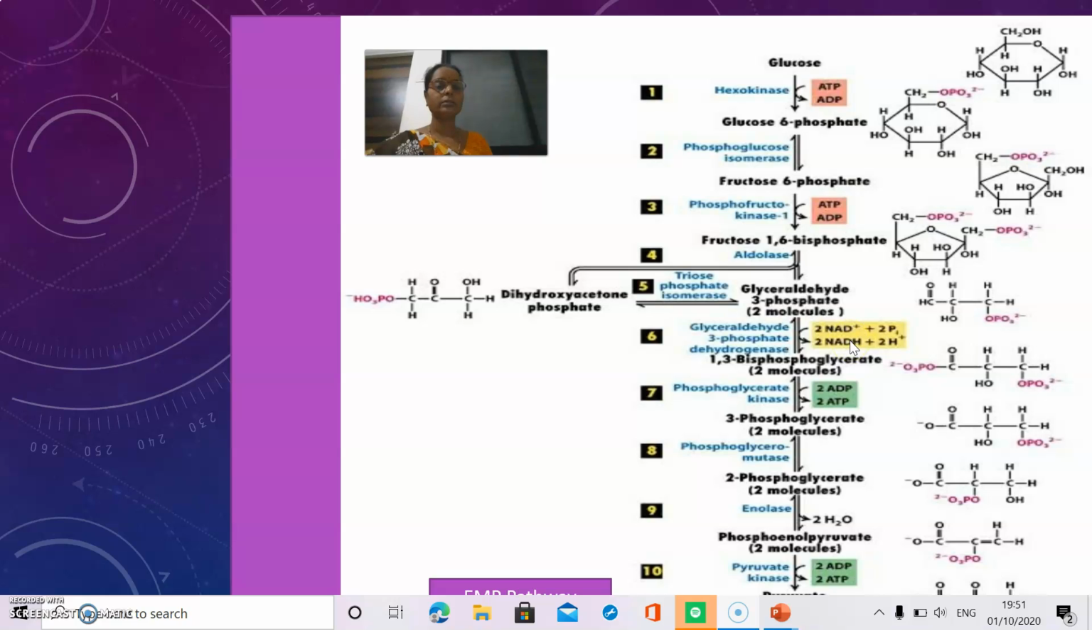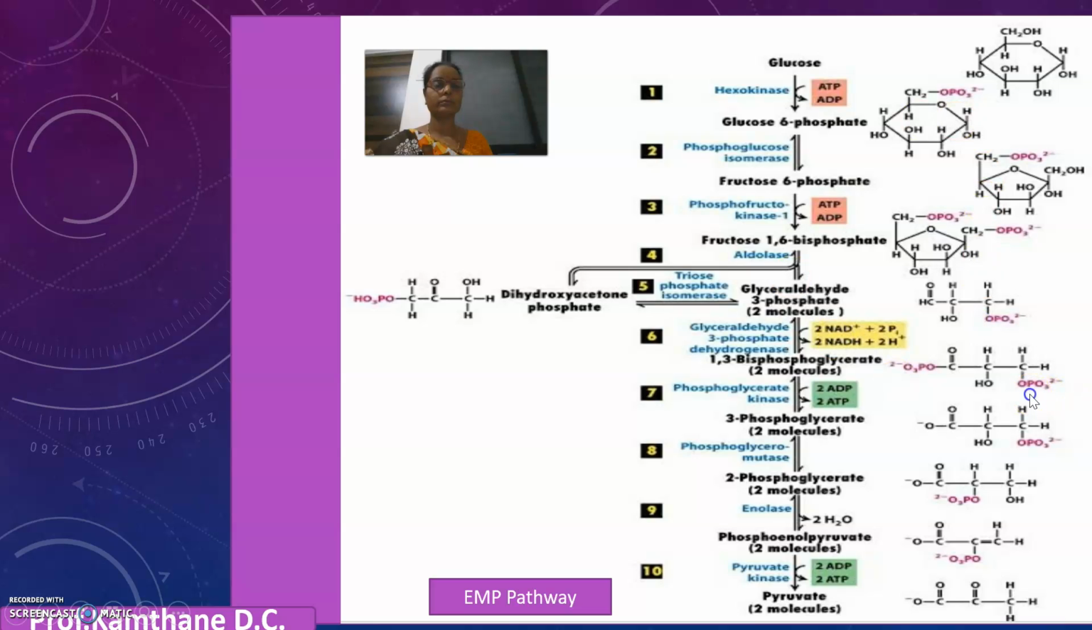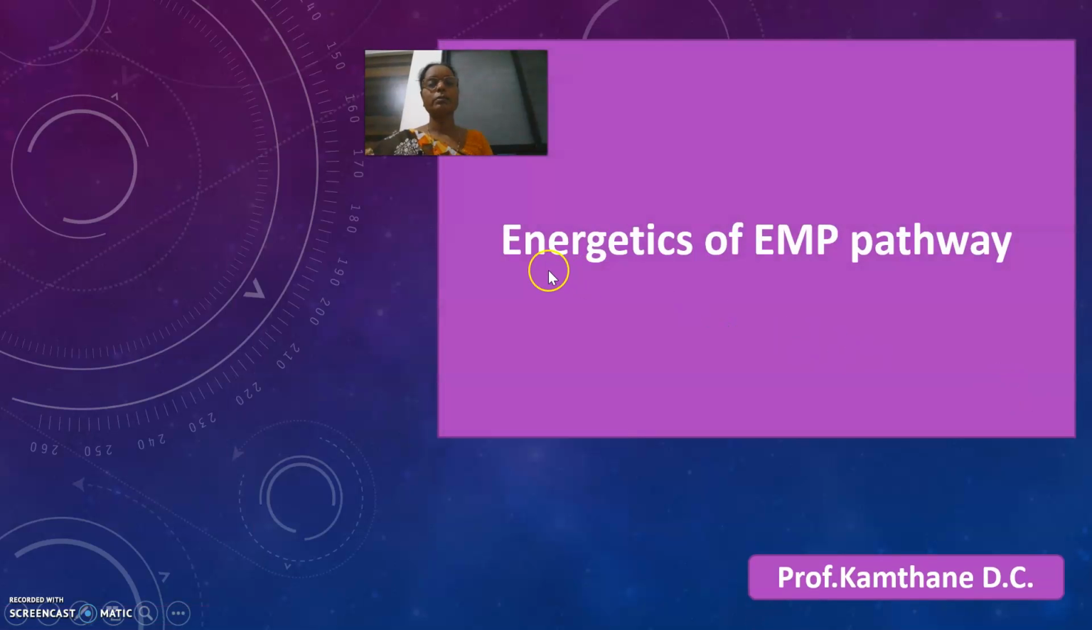In the 6th reaction, 2 NADH2 molecules are produced. One NADH2 molecule produces 3 ATP molecules through the electron transport chain. Here 2 NADH2 molecules are there, therefore 6 ATP molecules are produced. And 6 ATP plus 2 ATP molecules produced gives 8 ATP molecules. The net gain of ATP molecules of this glycolysis is 8 ATP molecules. In this way, 8 ATP molecules are formed.